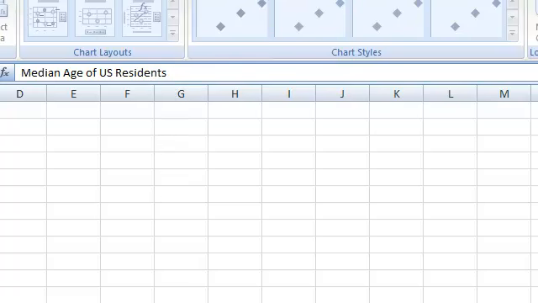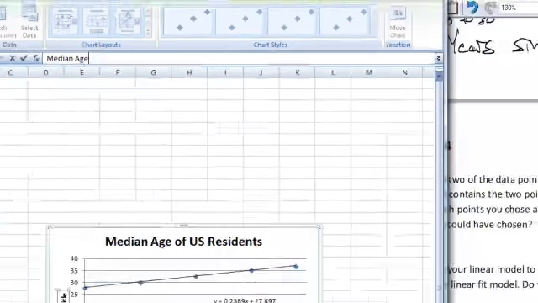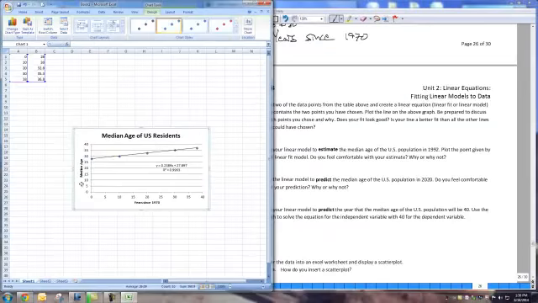So I need to be able to just look at this chart and tell what data it's giving me. Axis title, this is years since 1970. And over here is the median age. So this axis is the median age, down here is years since 1970. So here's the graph of that line.